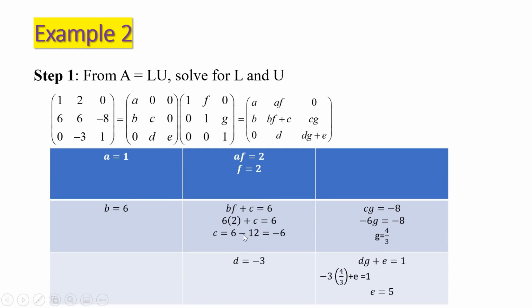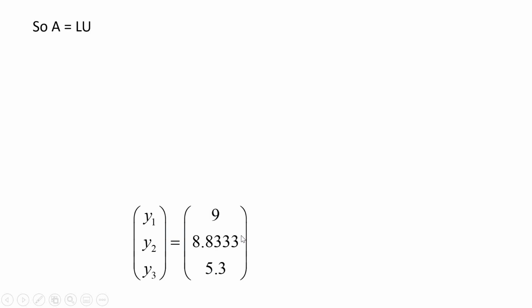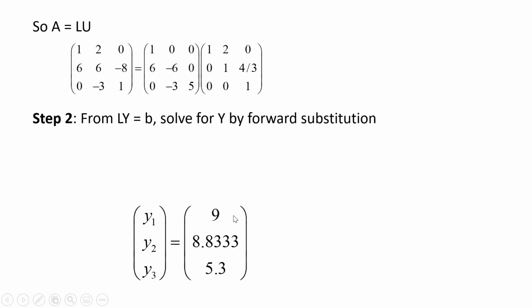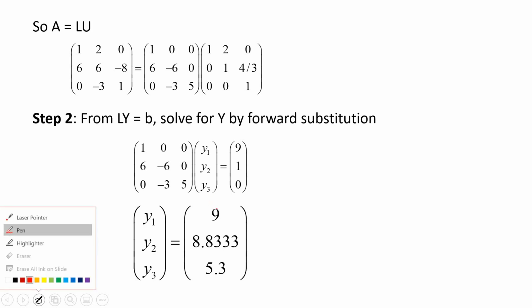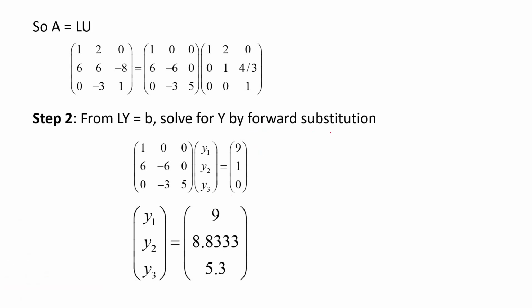This is your step 2. Step 3 now. From Ly equal to B, solve for Y by forward substitution. Forward substitution means you start from the first row to the third row. So this is actually Y1, here Y2, Y3.